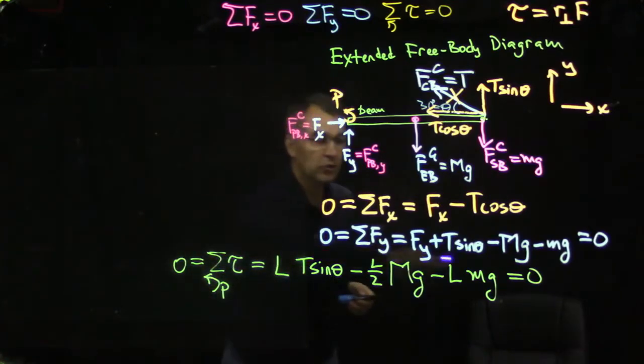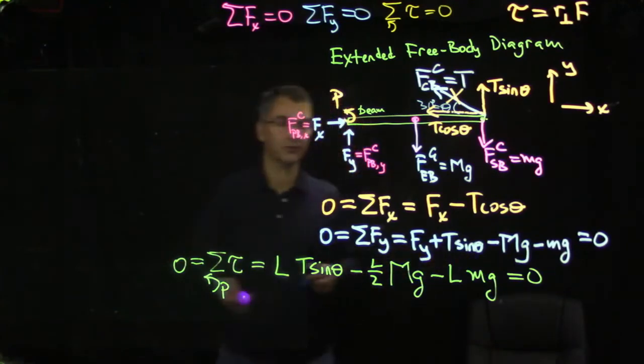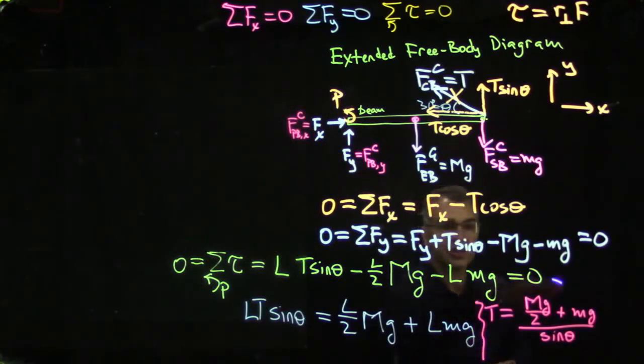So it seems as if the only unknown in this third equation is the tension. So this lets us solve directly for the tension. Okay, that gives us the tension is big mg over 2 plus little mg, all of that divided by sine theta. By the way, this divided by sine theta is kind of an interesting fact.